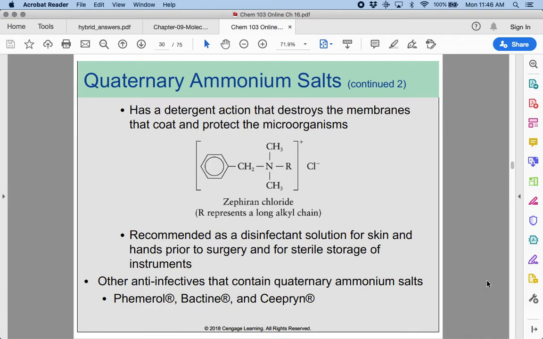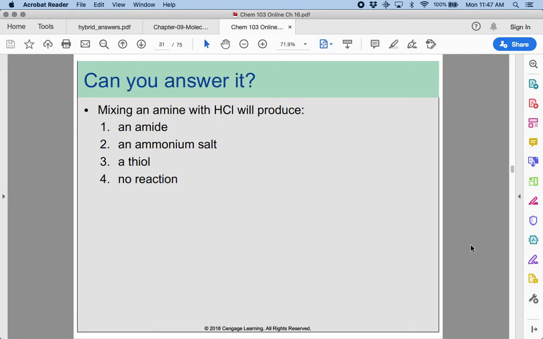These quaternary salts are really important in things like medicines and different disinfectants. We know that ionic compounds are very soluble in water, so making these quaternary ammonium salts is one way to help these compounds and medicines be more soluble in our bodies. Our bodies are primarily made up of water, so if we can have something that is water soluble, it's going to be more effective and get to the areas that it needs to get to. So when we mix an amine with HCl, which is an acid, what will we produce? Amine, a weak base, plus an acid will give us the ammonium salt.